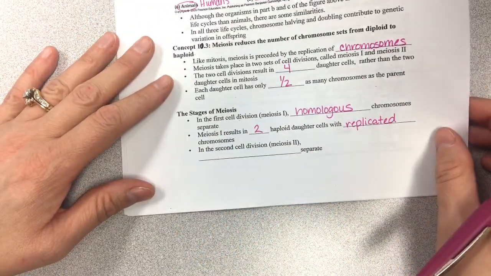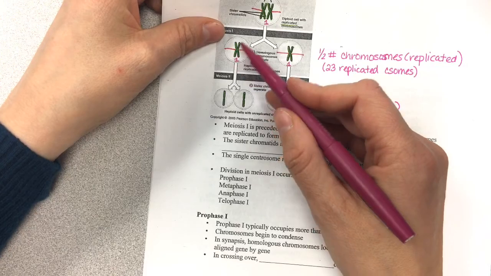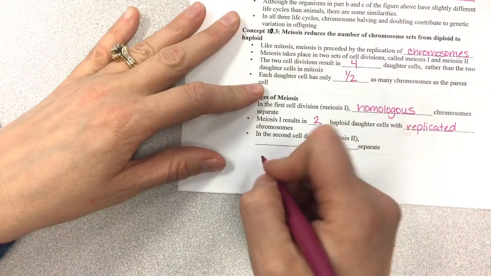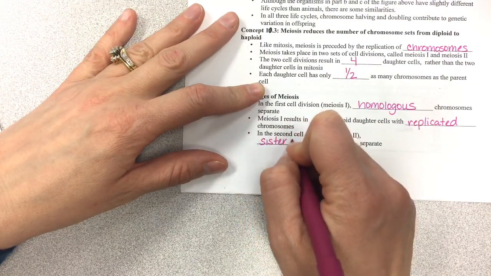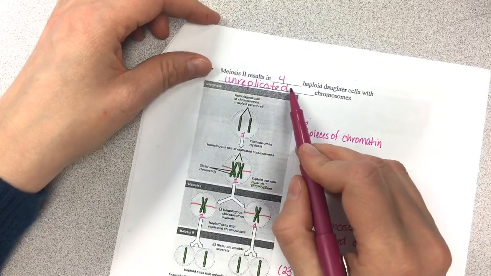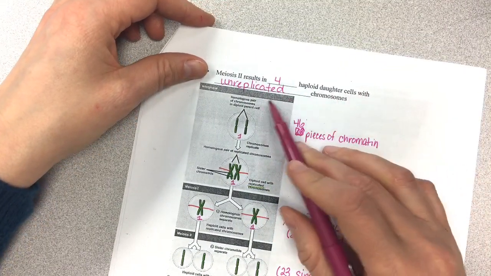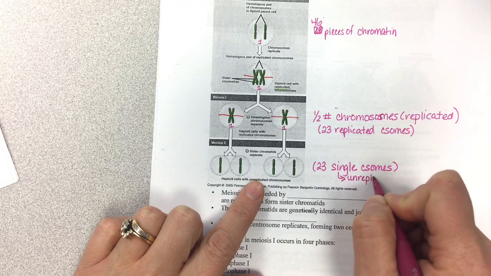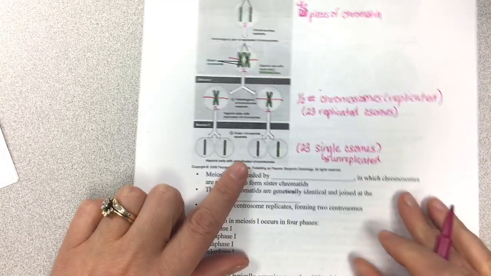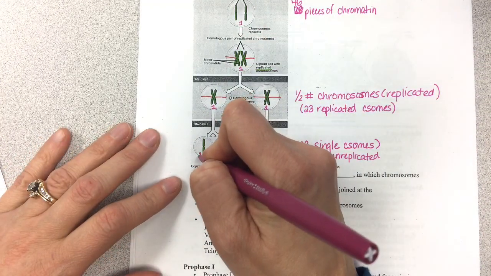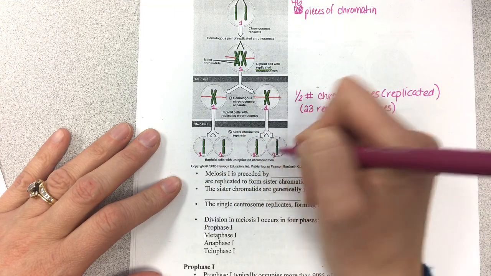In the second cell division, meiosis 2, what separates? What are these called? These guys separate into 2 different cells. These are sister chromatids. They separate, and so meiosis 2 results in 4 haploid daughter cells with unreplicated chromosomes. This is the single chromosomes. Remember I said that these are unreplicated. We can write that. That's what that means. So literally when we look at the numbers here, this is 1 chromosome number 1, and so you'd have 1 of every kind.